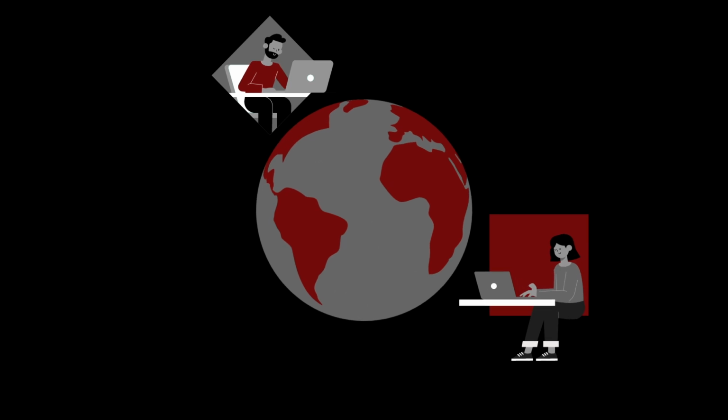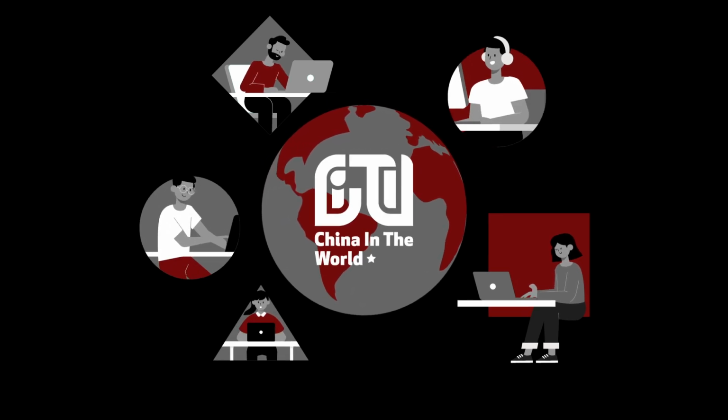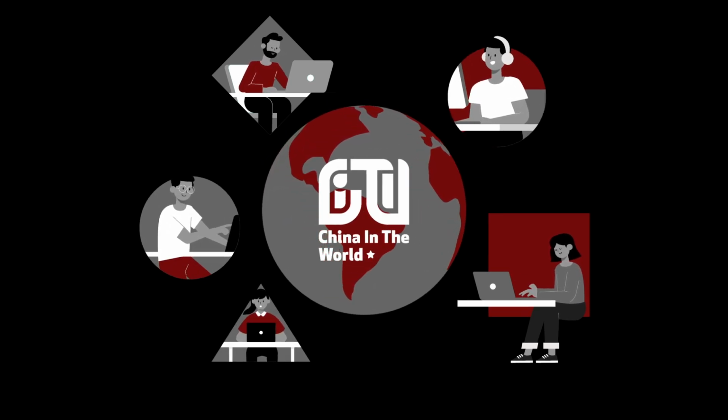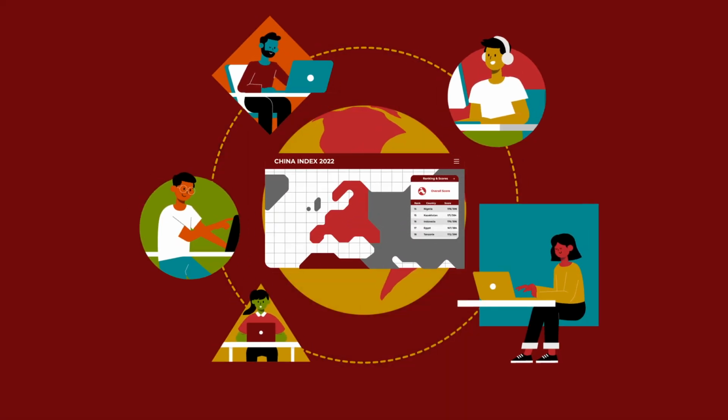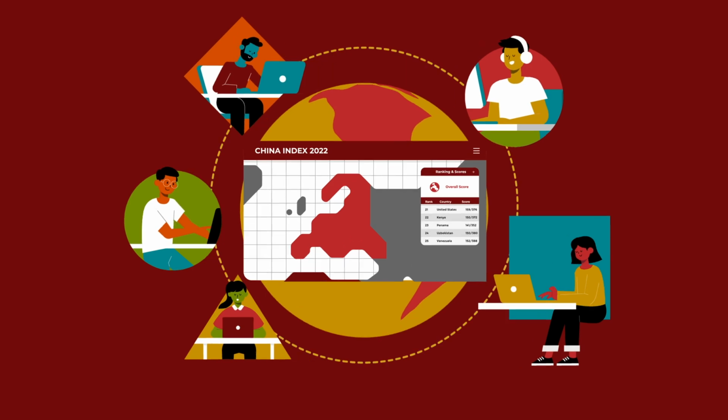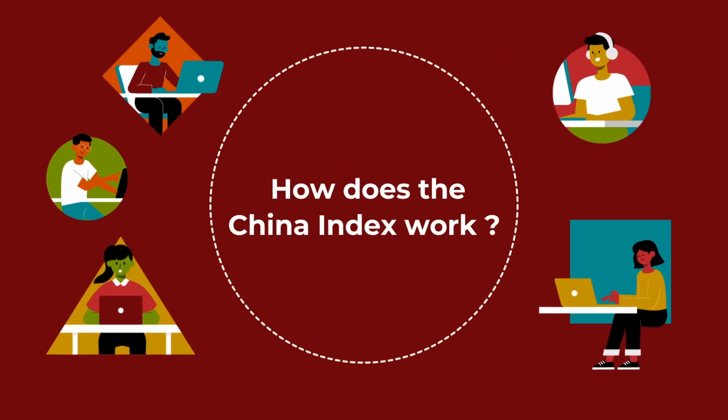Doublethink Lab and partners in the China in the World network have set out to build the China Index, the first interactive tool that measures PRC influence all over the world. So how does the China Index work?